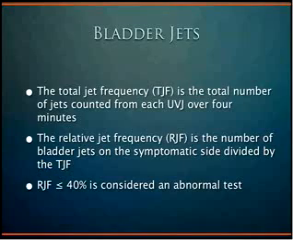The relative jet frequency is the number of bladder jets on the symptomatic side divided by the total jet frequency. If the relative jet frequency is less than 40%, it's considered an abnormal test, and a CT urogram should be considered for an obstructing ureteral calculi.